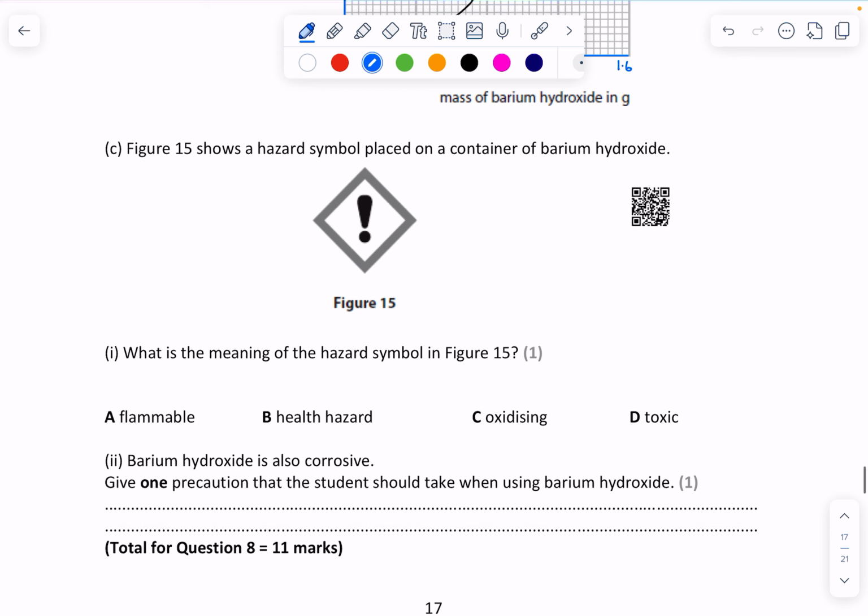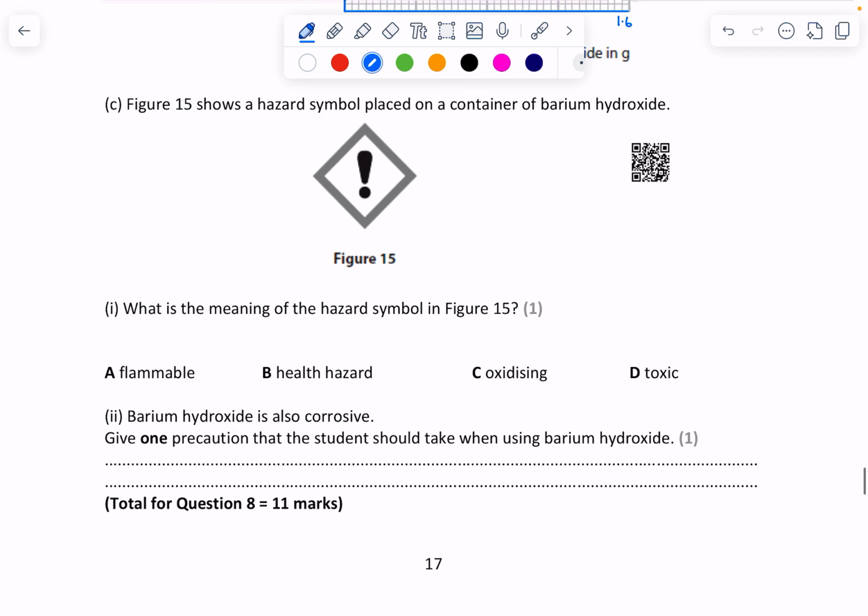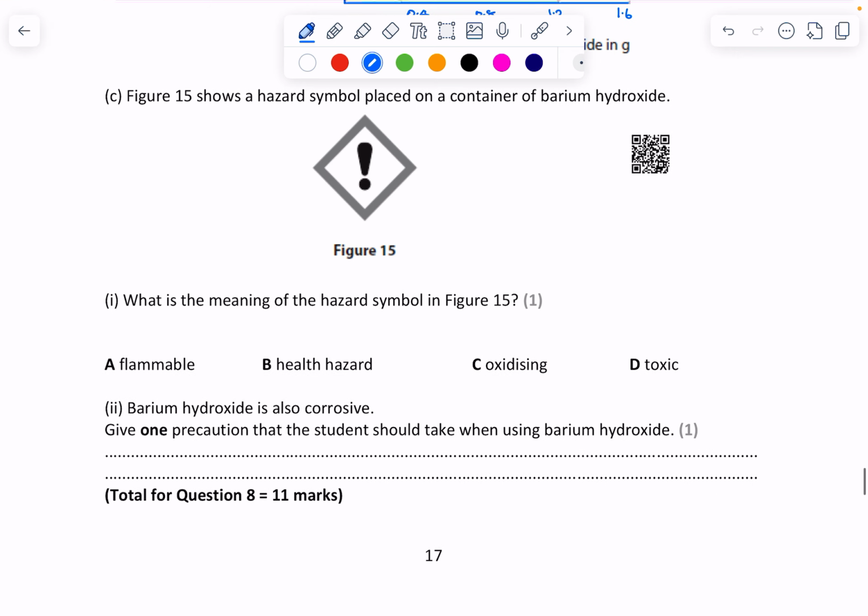Okay, carrying on. Here we've got a hazard symbol. What is the meaning of the hazard symbol? So the only one here that matches this is option B. And the final little bit, what precaution would you take if you're handling this? You would wear safety glasses to protect your eyes.